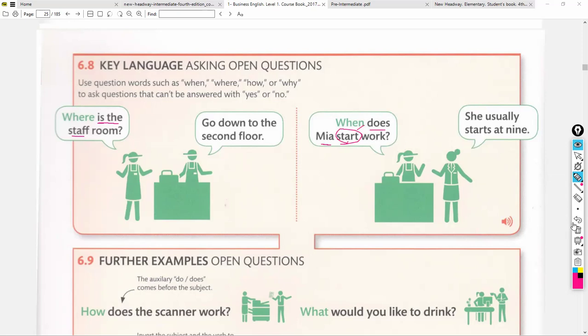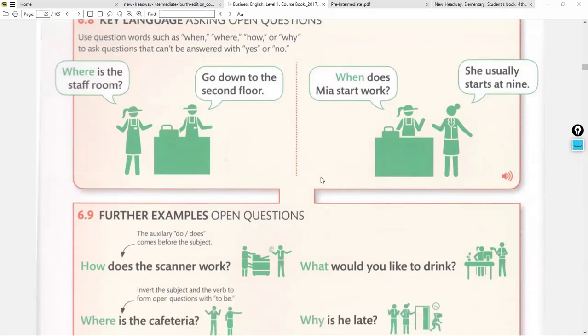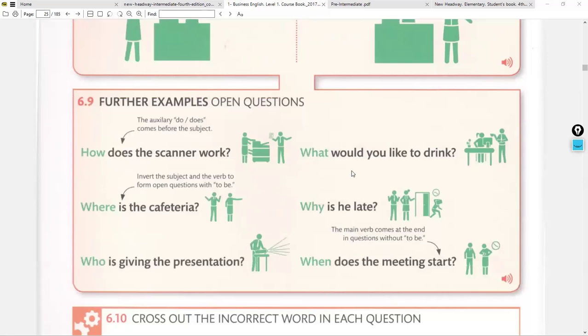So when does Mia start work? Absolutely, it is the same. I cannot add s to the verb because I have to use the base form. And if I want to answer, notice here I have to say she starts. Yes, I added s to the main verb, because it is not a question. So be careful because asking questions is extremely important.